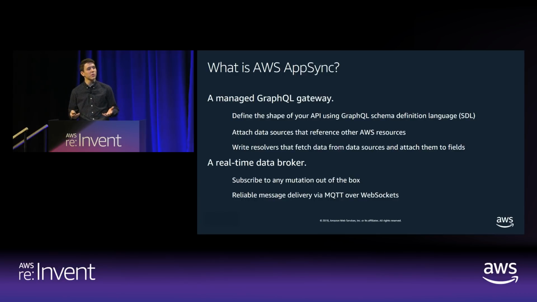And then you write resolvers using a templating language that allows you to basically manipulate information from the GraphQL domain into the native language of whatever that backend data source is, whether it be DynamoDB or Elasticsearch or others. And it's also a real-time data broker. So this basically just serves as a pub sub engine that you get without having to configure anything else. And it makes real-time information really easy to implement on top of AppSync. And that uses MQTT over WebSockets.